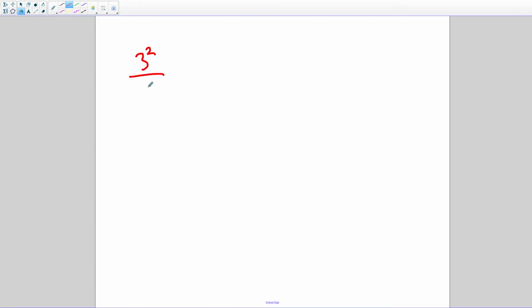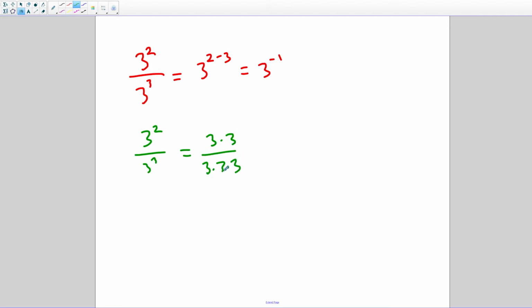3 to the power of 2 divided by 3 to the power of 3. This is really just 3 to the power of 2 minus 3 if we use our quotient law. So this means that we have 3 to the power of negative 1. Using the exact same starting place, we have 3 squared over 3 to the power of 3. We could actually rewrite this as 3 times 3 divided by 3 times 3 times 3.